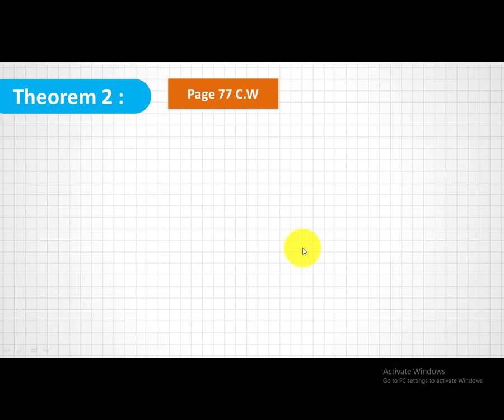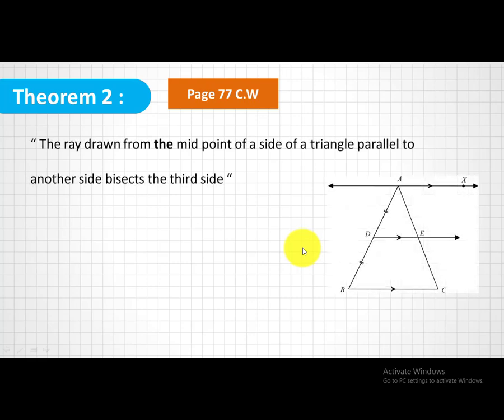Theorem 2, classwork page number 77. The ray drawn from the midpoint of a side of a triangle parallel to another side bisects the third side. Means what? In my figure, the ray means ray DE. Drawn from the midpoint means point D. Point D is the midpoint for line segment AB.